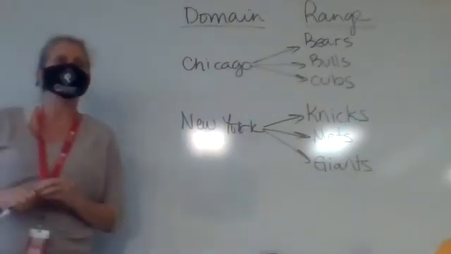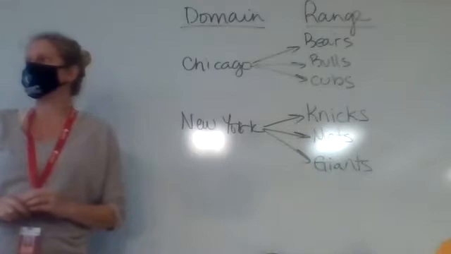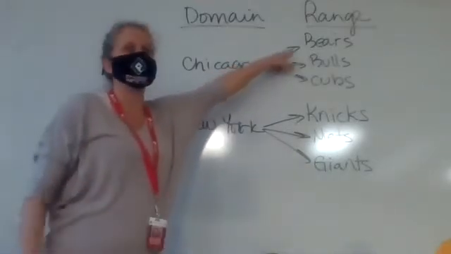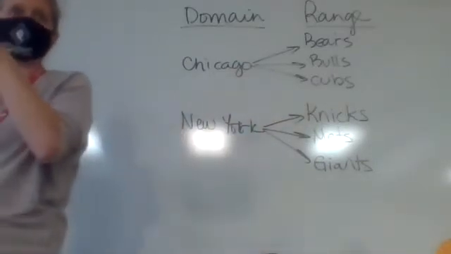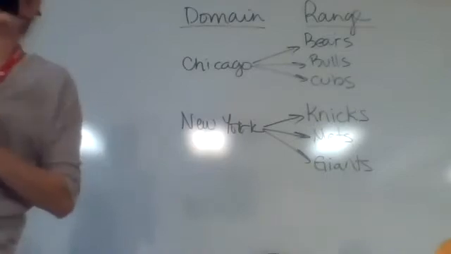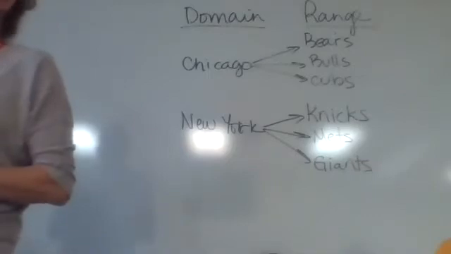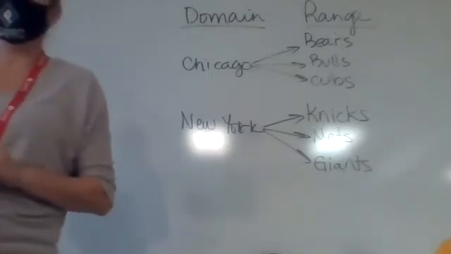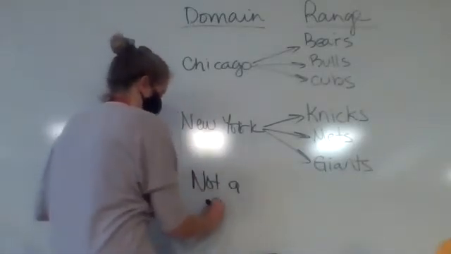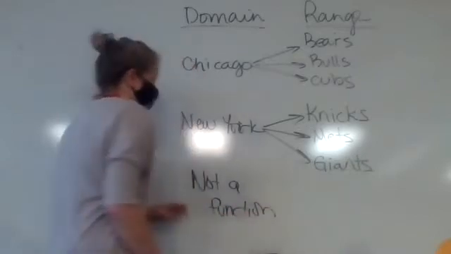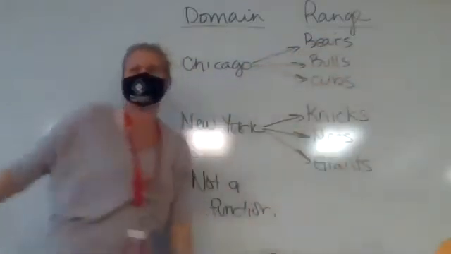So my first element in the domain of this problem is Chicago. Where does Chicago go to? Bears, Bulls, and Cubs. Is Chicago, which is the domain element, going to more than one element in the range? Yeah, it's going to 3 different things in the range. That's what makes it not a function, right? This one is not a function, because each element in the domain goes to multiple elements in the range.